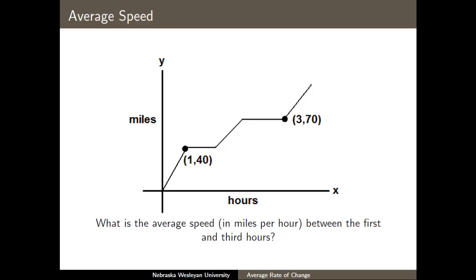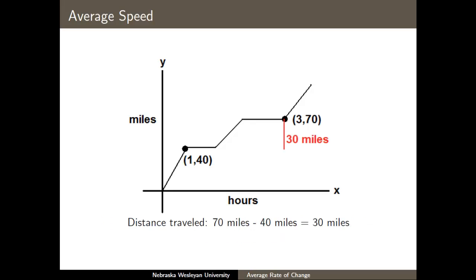And then the second point of data is that after 3 hours of driving, we've covered a total of 70 miles. If you look at the graph between hour 1 and hour 3, you can tell that for some portion of that, we're not driving at all. These horizontal places where time is increasing, but the mileage is not increasing. And then for some portion of time in the very middle, we are traveling a certain speed. But the fact that we've spent time not driving has lowered our average speed overall. So how can we compute the average speed during this time?